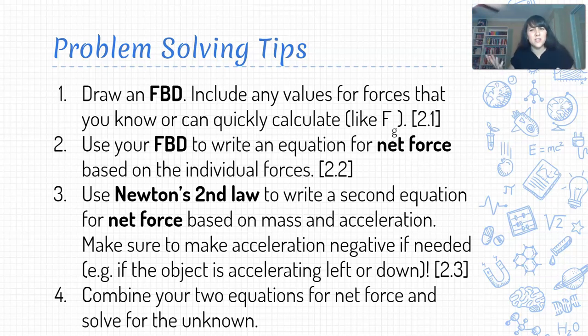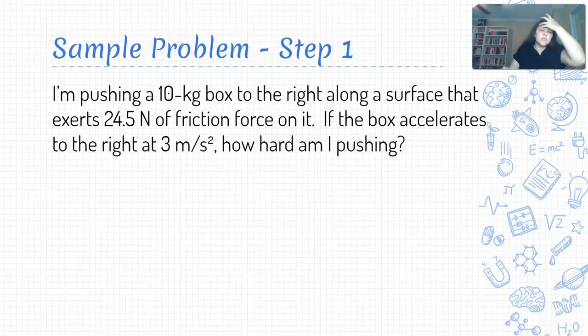All right, let's walk through an example of that, because I know that sounds kind of hand wavy. Okay, so let's walk through an example. All right, so say I've got a 10 kilogram box. I'm pushing it to the right across a surface that exerts 24.5 newtons of friction force on it. And as a result of my push and this friction force and all the forces that are acting on it, the box is accelerating to the right at 3 meters per second squared. So it's speeding up in the direction that I'm pushing it. Cool. So then the question is, how hard am I pushing in order to create that acceleration?